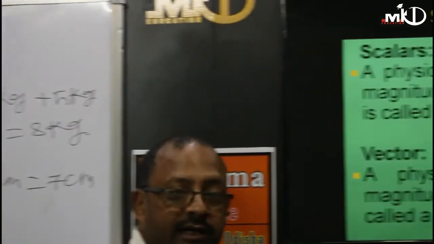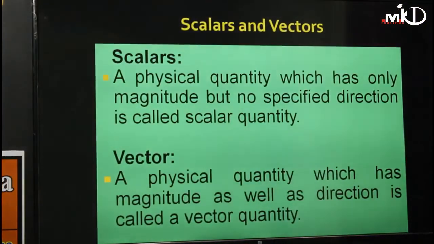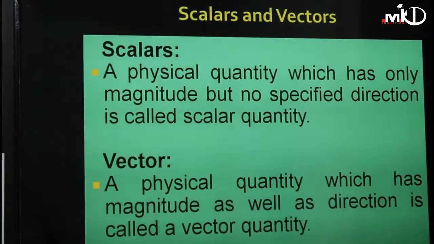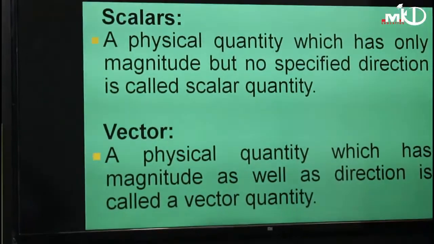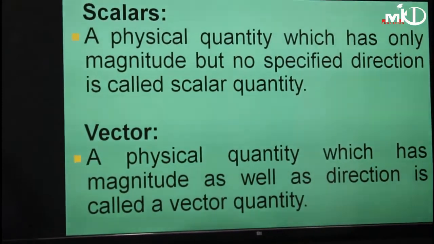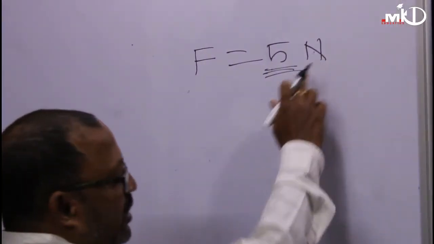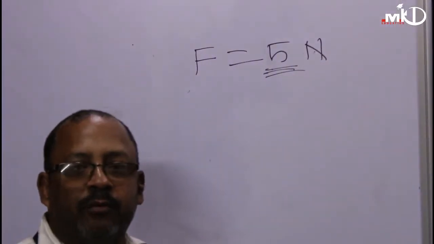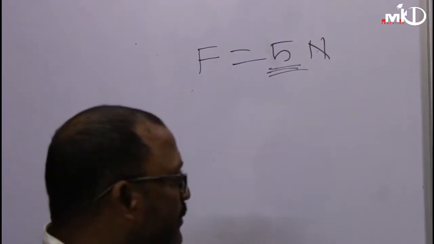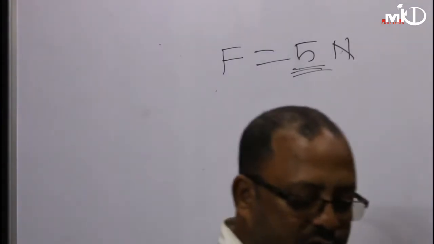What is vector quantity? A physical quantity which possesses magnitude as well as direction is called a vector quantity. For example, force is a vector quantity. We write that force is equal to, suppose, 5 Newton. 5 is the magnitude of the force and Newton is the unit, as already explained in chapter 1. That means this is a vector quantity which possesses both magnitude as well as direction.